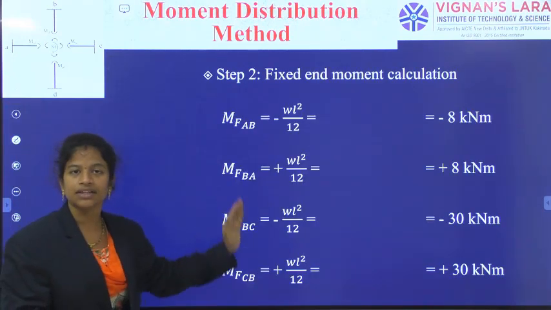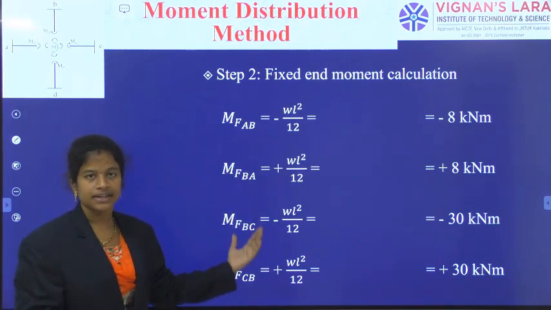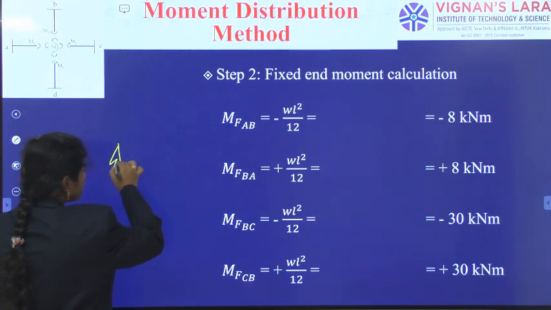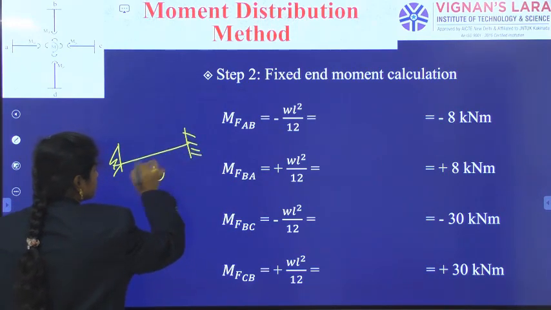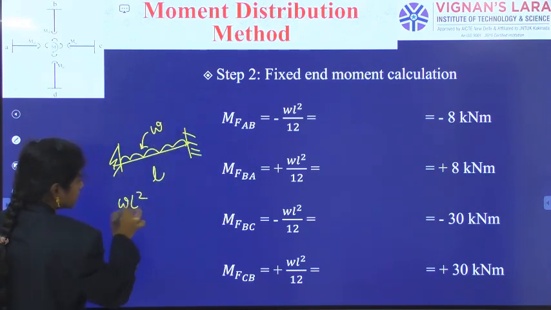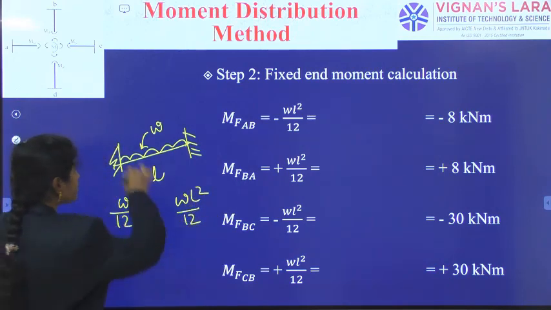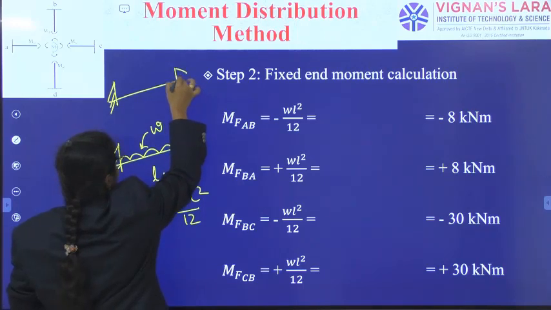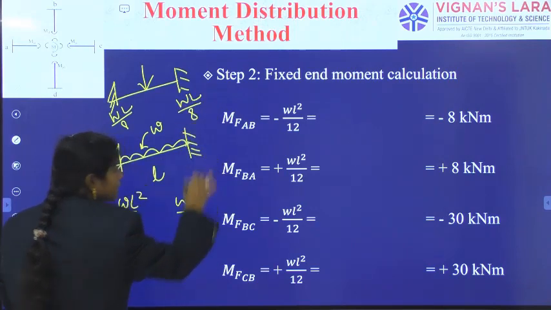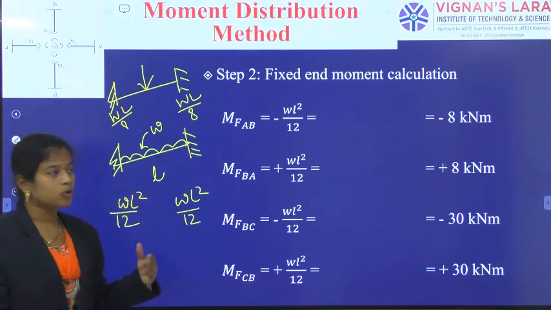The fixed end moment calculation we have done with the individual loadings, the intensity of the loadings and lengths. When a beam has a UDL of intensity W over length L, the corresponding fixed end moments are WL square by 12 and WL square by 12. When a fixed beam has a point load at center, the fixed end moments are WL by 8 and WL by 8. Please remember these at the first step itself, because if you forget the formulas, you will not cope with the next steps.